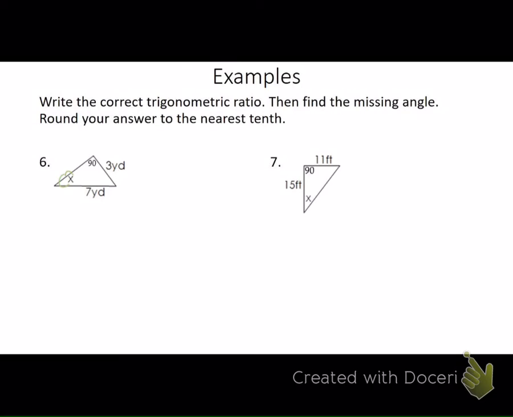So the opposite side is what, Devin, to x? Remember, we never use the 90. The hypotenuse is, which forces this other one to be our adjacent. So I write down my SOHCAHTOA.